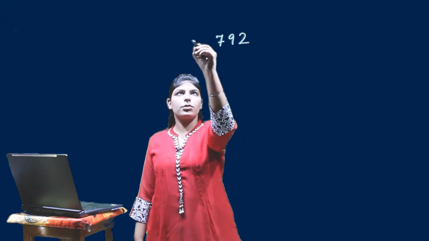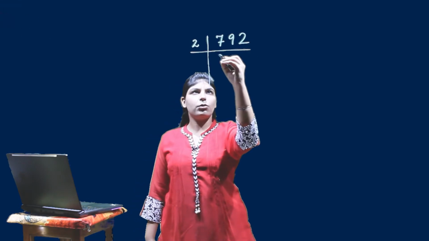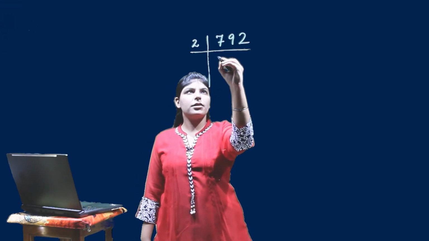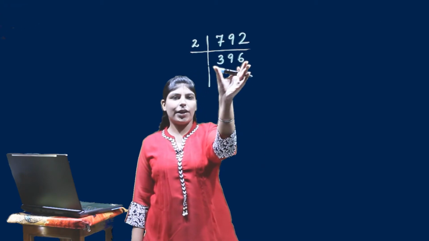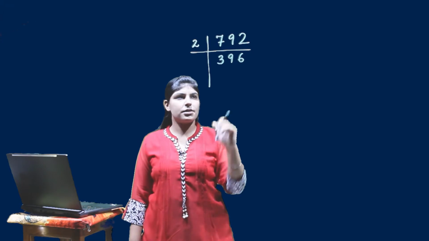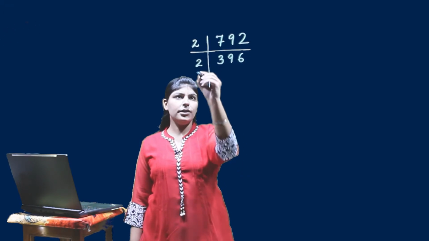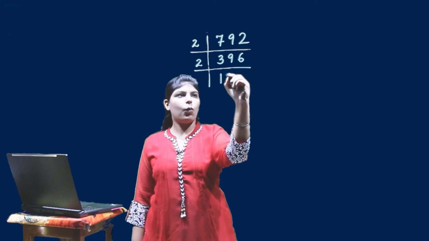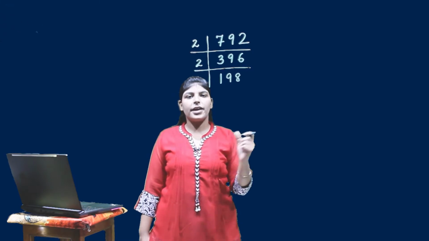Suppose I am given a number 792. I'll start checking it with the first prime number, that is 2. So 792 is divisible by 2. So we divide it by 2 and now we have to check 396. Now we need to find out the prime factors of 396. Again this is divisible by 2. So I'll write 2 is again the prime factor and now I have 198. Now I need to find out the prime factors of 198.